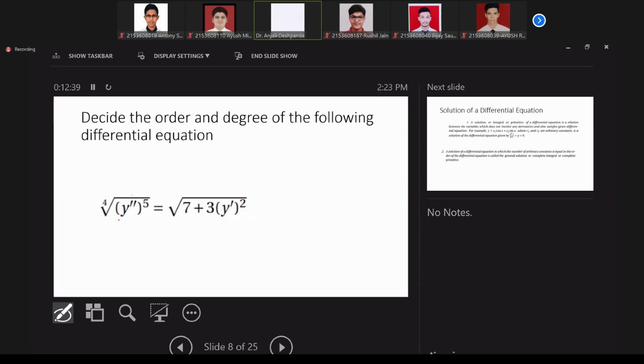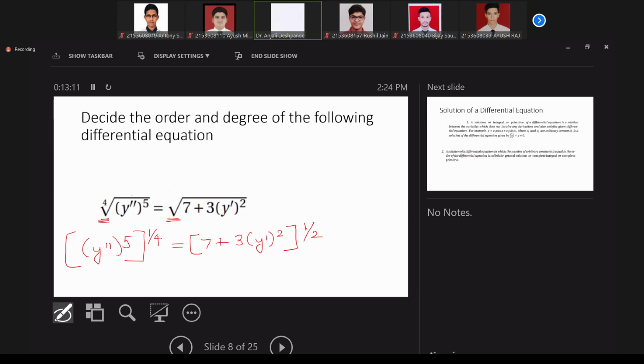What is our definition telling us? It consists of ordinary derivatives, right? So there should be no radicals. That means even the square root sign needs to be removed. So what we'll do is write this in terms of radical form by taking the power. The fourth root means raised to 1 by 4, right? And this is going to be 7 plus 3 y dash square, and this will be raised to half.